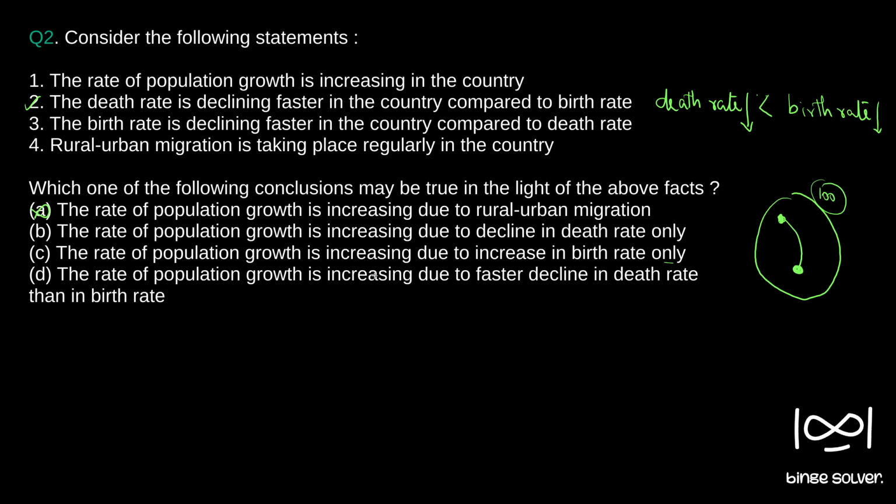The rate of population growth is increasing due to faster decline in death rate than in the birth rate. That we can say from statement 2, and from statement 1 the population growth is increasing. So this is true. Out of these 4, D is the most probable conclusion we can make out of the 4 statements.